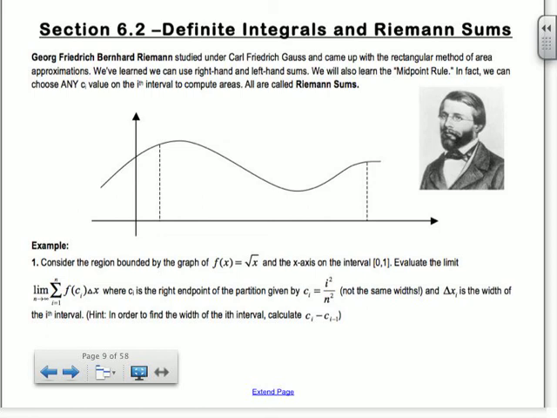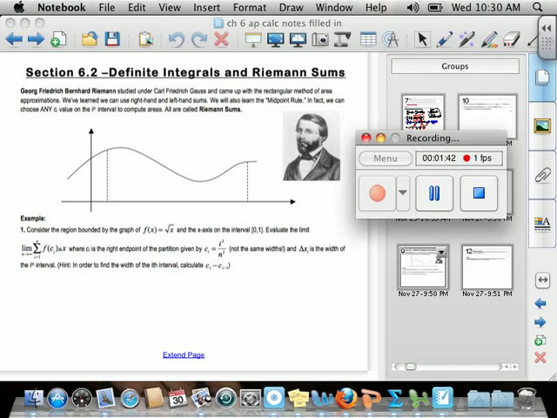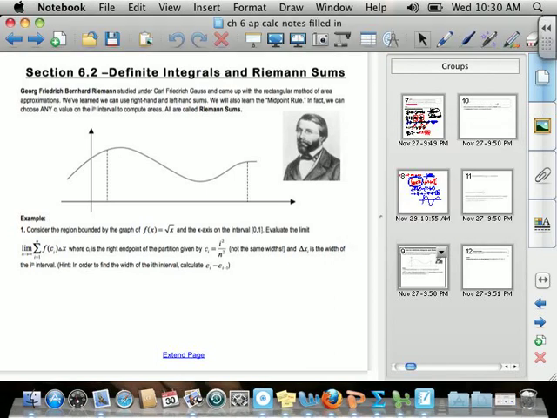All right. So I was going to skip number 1. But since you guys are saying that you're having trouble with your number 10, maybe we should do number 1. It's kind of a review of last time. All right, so it says consider the region bounded by the graph of f of x equals square root of x and the x-axis on the interval 0 to 1. Okay, so first we draw it. Okay, so let's draw.